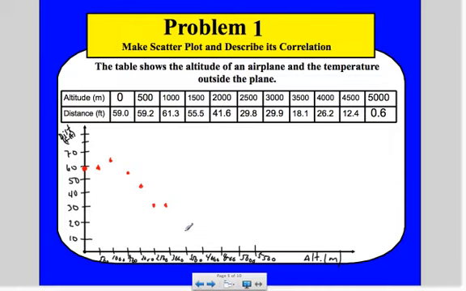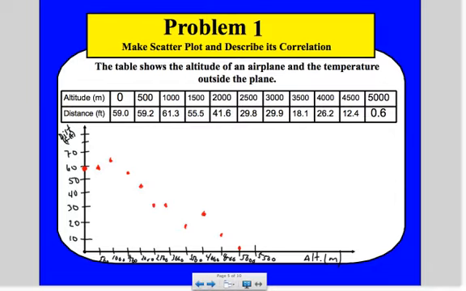3,500 is going to be 18.1. 4,000 is going to be at 26.2. So let's see, 26.2 is right in between there. Okay, 4,500 is at 12.4, so we're going to be down there. And then 5,000 is going to be at 0.6, so it's right in between there.